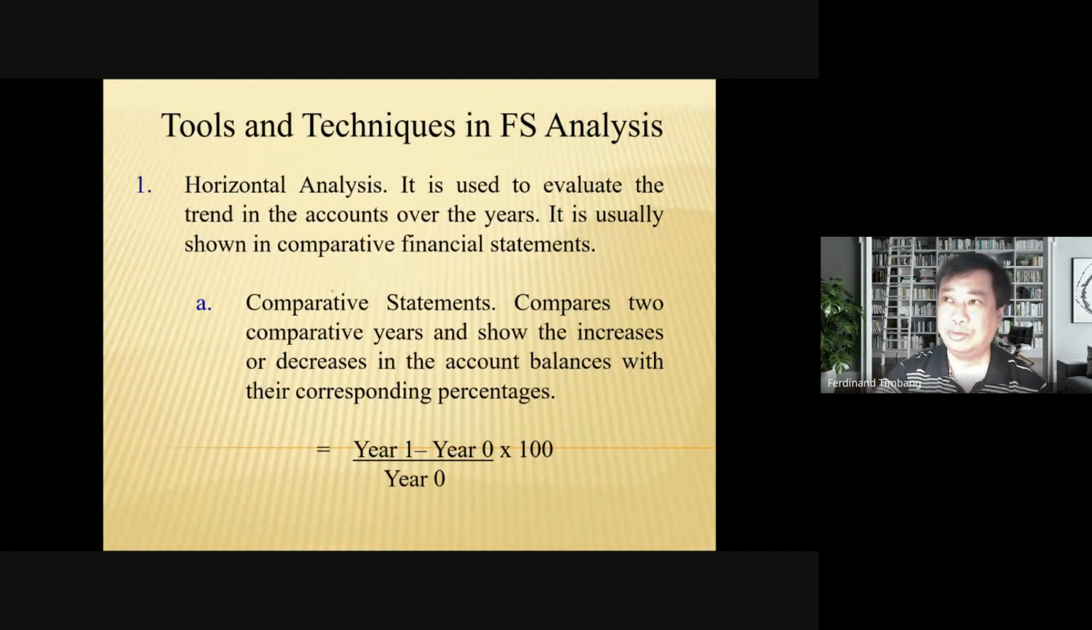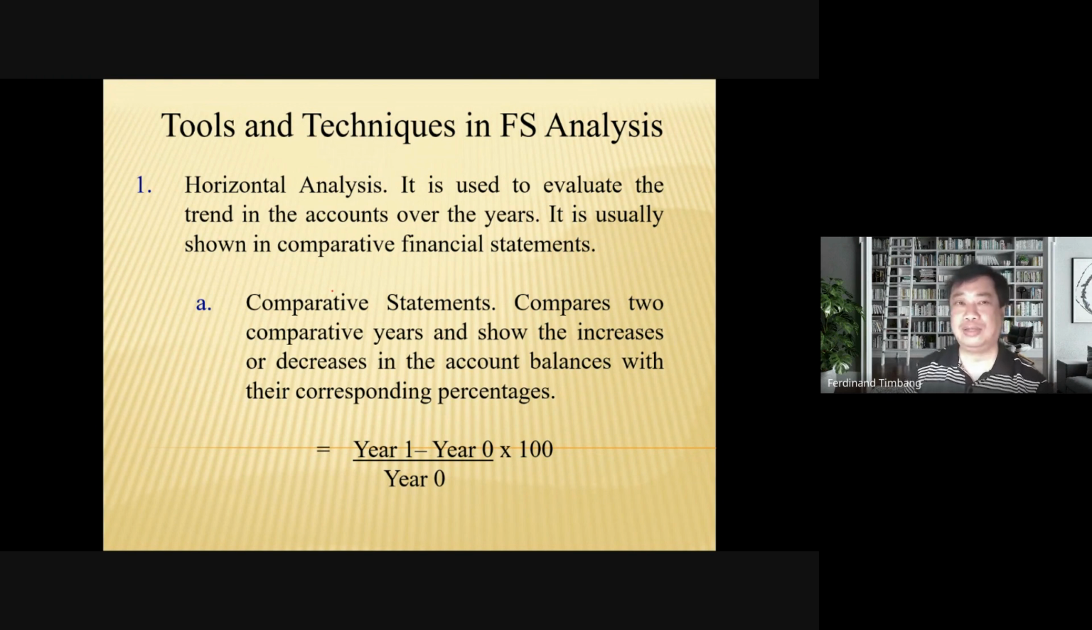Now we have the different tools and techniques. By the way, may question muna bago tayo dumiretso? May question or clarification? Question, Lani? Wala. Mary Rose? Wala. Okay, mabuti na. Sabay tayo lahat ngayon, ano? Okay, maraming may sakit ngayon, ha? Sige, now let's go to the tools and techniques, ha?